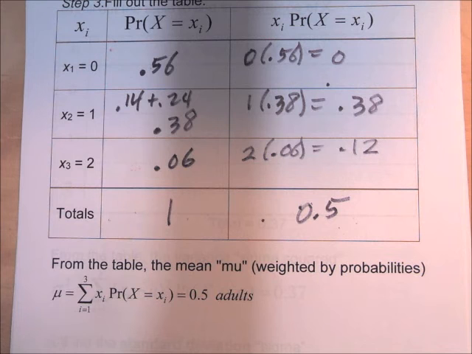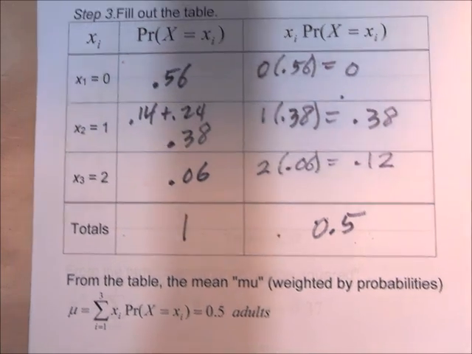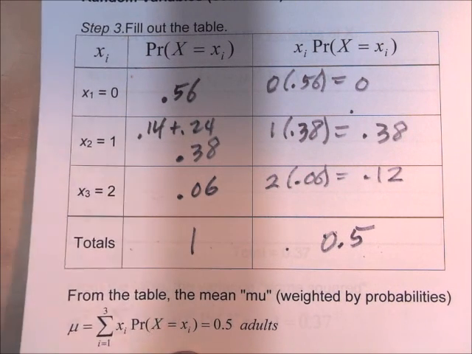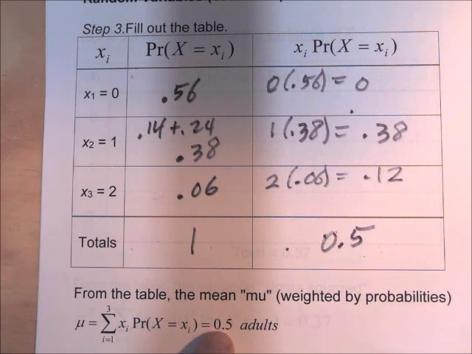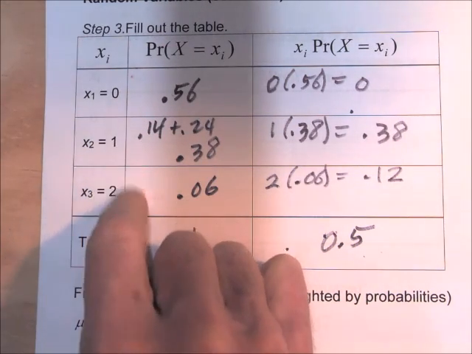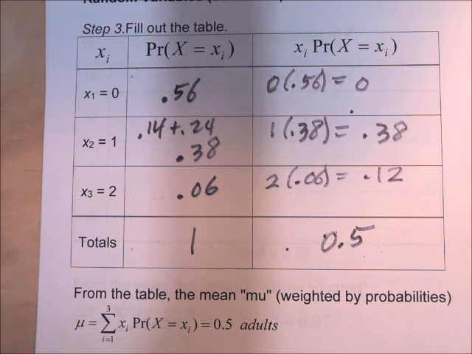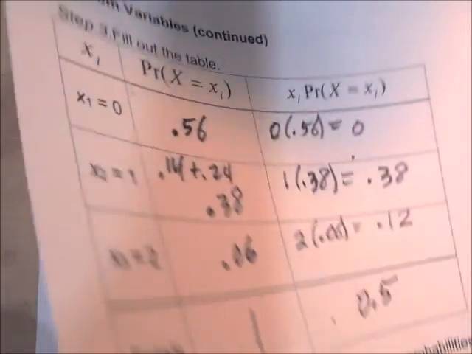So on the average, we would expect within a heterosexual married couple, half an adult. Now in actuality, X does not take on the value of 0.5. Either you'll have 0, 1, or 2, but on the average, you'll have half an adult that is hypertensive. And we can also compute the variance.